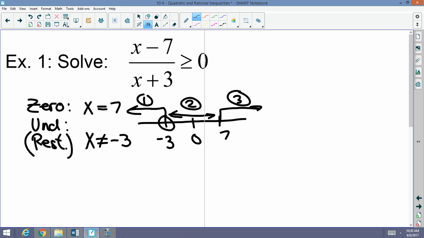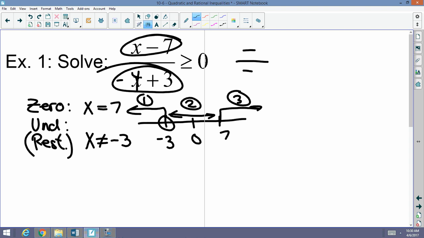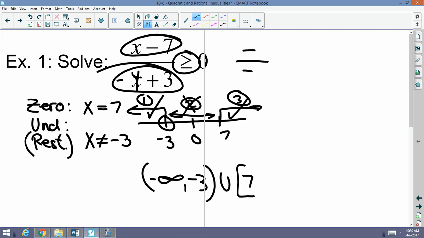So to the left of -3 is -4. A negative and a negative up here would give you a negative. I don't even care about the value if you've noticed, guys. I don't care about the value. I care about the sign. A -4 minus a 7. A negative plus a negative is going to be a negative. Now down here, a -4 here. If you had a -4, is this going to be positive or negative? What's a negative divided by a negative? Is positive greater than 0? This works. This does not. This works. My answer is -infinity to -3, parentheses, because it can't equal -3, in union with bracket 7 to positive infinity.